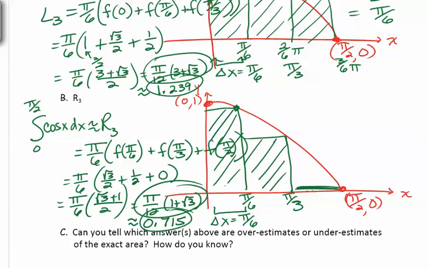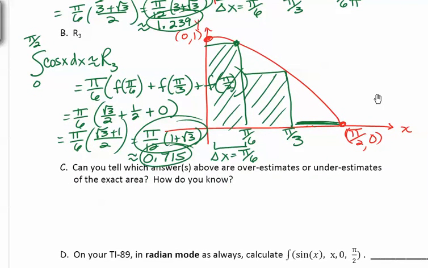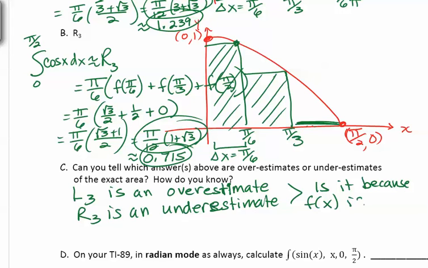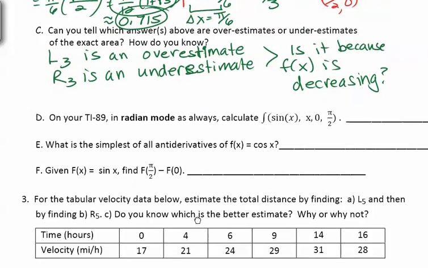All right, so we can see that these rectangles were too low. They had a lot of area that they didn't cover. So this time, things seem to be reversed. So this time L3 is an overestimate. And R3 appears to be an underestimate. And do we know why? Well, I think my theory is it because f of x is decreasing.